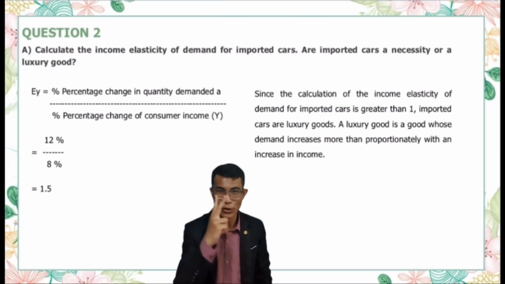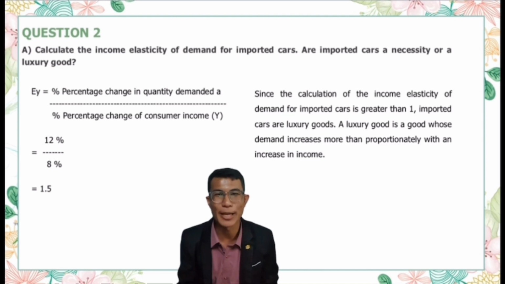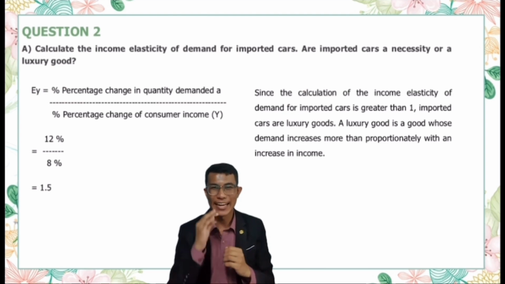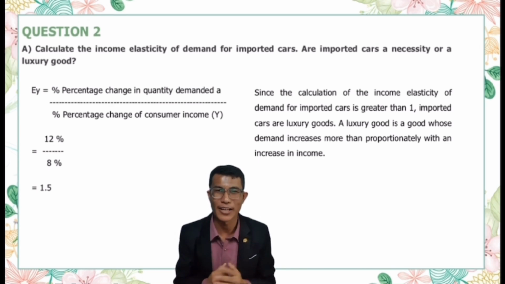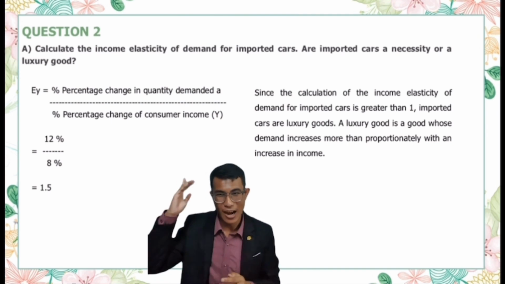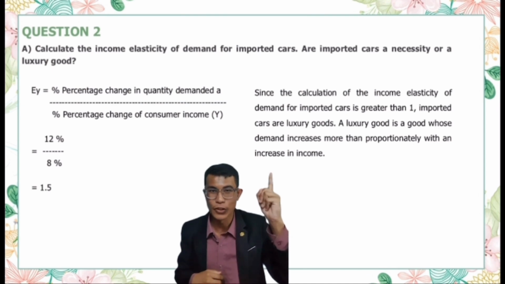So here comes question 2. But before that, let me read the statement. Suppose an 8% increase in household incomes results in a 12% increase in demand for luxury goods, such as imported cars. So here comes question A. Calculate the income elasticity of demand for imported cars. Are imported cars a necessity or a luxury good?